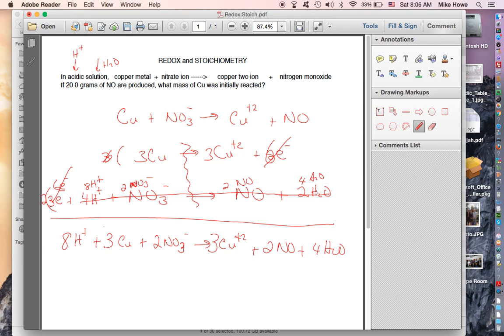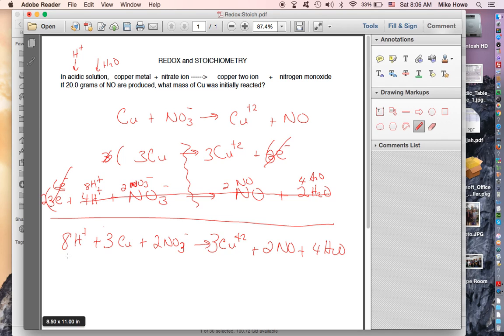So I'm just adding up the things that are on both sides of the arrows. And that's our final equation. So that's how you do redox. You write the half reactions, you balance the elements, balance the H's and the O's, balance the charge, make the electrons even, and then add them together.